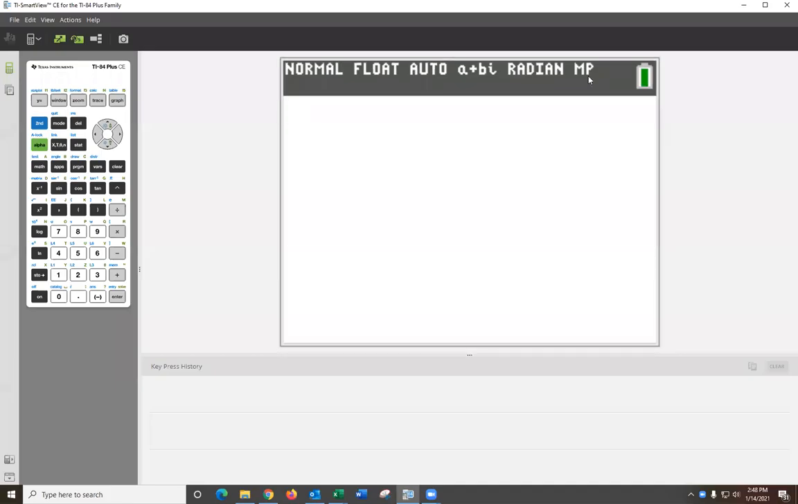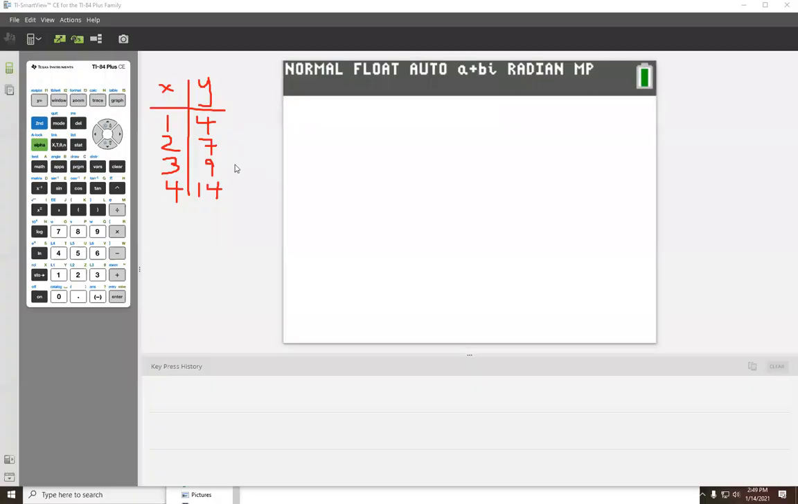Let's learn how to do regression lines, or in other words, line of best fit on the calculator. But first, we're going to need a little bit of data. All right, so here's some data. X coordinate, Y coordinates. Again, it's just ordered pairs. So you could graph the point (1, 4) and the point (2, 7) just on a regular graph.